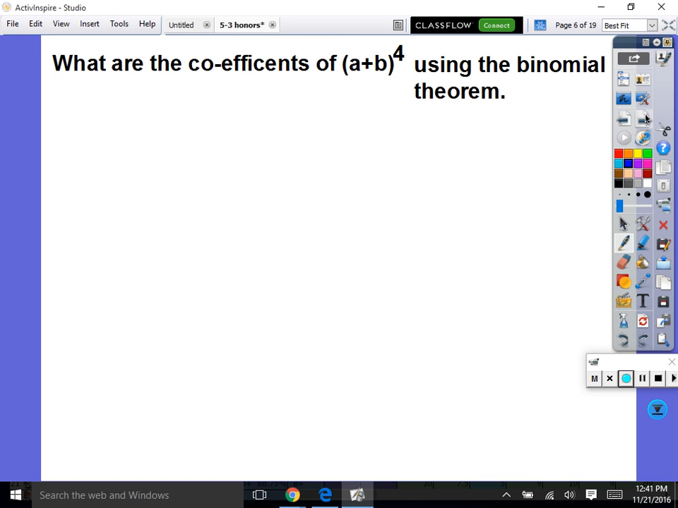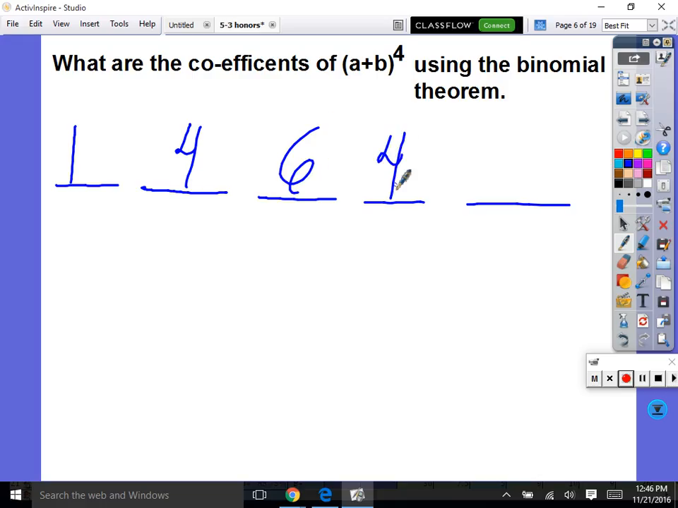Okay, try this one. What are the coefficients of (a plus b) to the 4th using the binomial theorem? So what was our first step? We said how many terms will we have? 1, 2, 3, 4, 5. There's n plus 1 terms. So what would we start with? 4 choose 0, 4 choose 1, 4 choose 2, 4 choose 3, and so on. Ready, set, go. We were all able to get to the coefficients being 1, 4, 6, 4, 1, yeah?